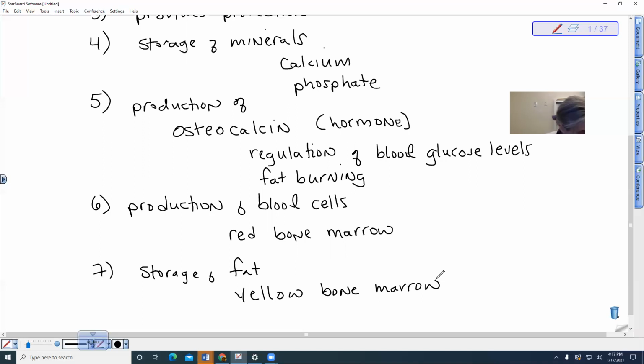Okay, so let me check my notes and make sure that was everything that I wanted to talk about, and that is it. So many different functions of the skeleton.